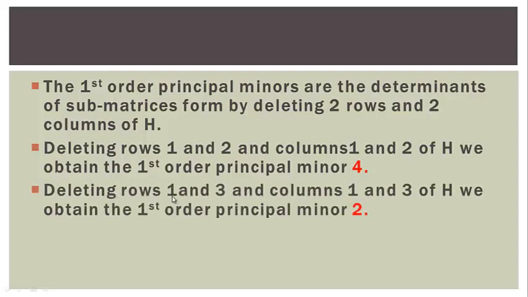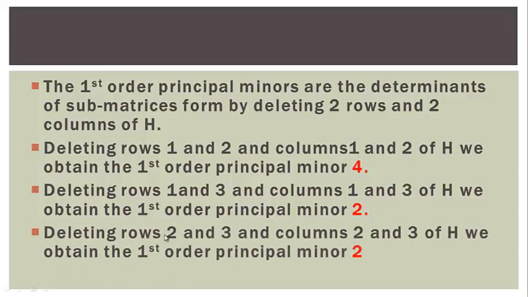If you delete the first and the third rows, the first and the third columns of H, that will also give us the first order principal minor to be 2. And if we delete the second and the third rows, the second and the third columns of H, that will also give us the first order principal minor to be 2.